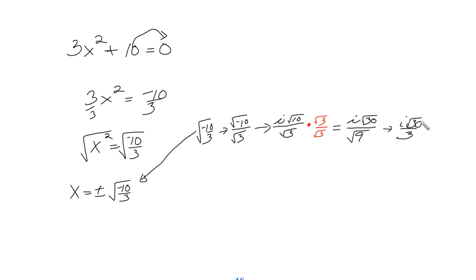We'll just recopy the numerator. Now are we done? Let's double check. Are there any pairs hiding underneath the radical? No. Is there a radical in the denominator? No. Can the numbers that are outside the radical be reduced? No. Then we know we're done. So the final answer is x equals, don't forget your plus and minus, i square root 30 divided by 3. What kind of roots are those?